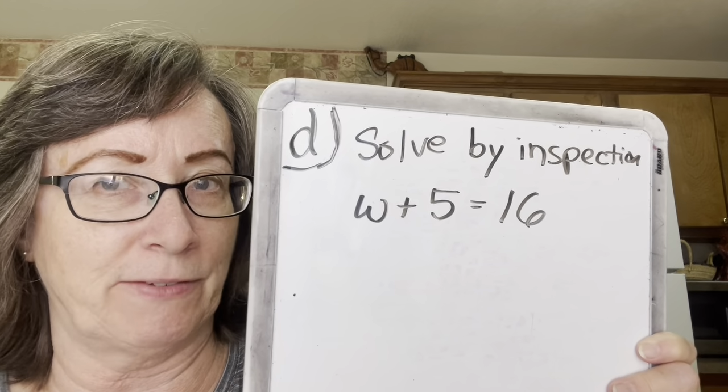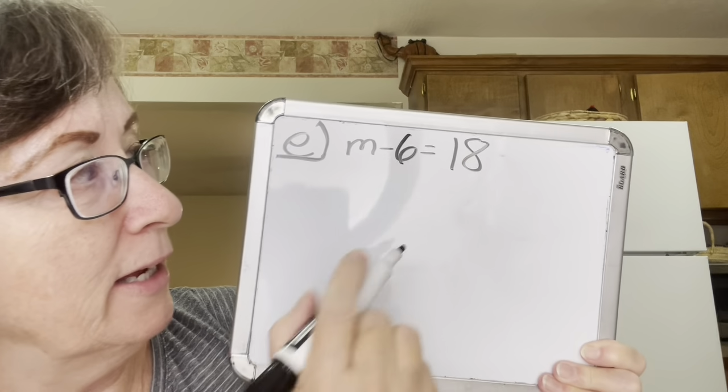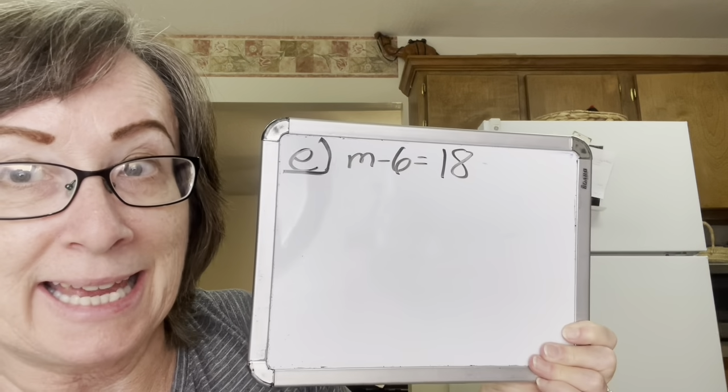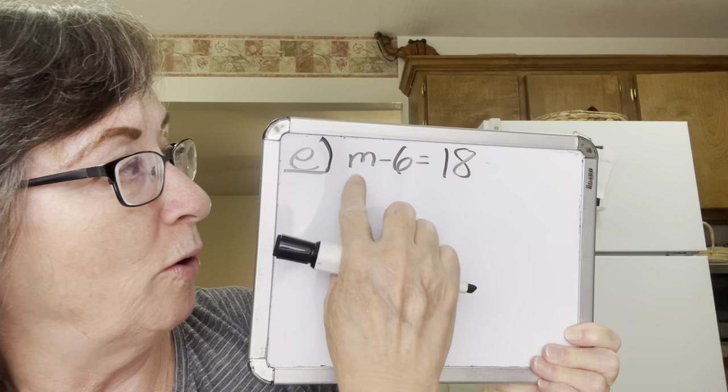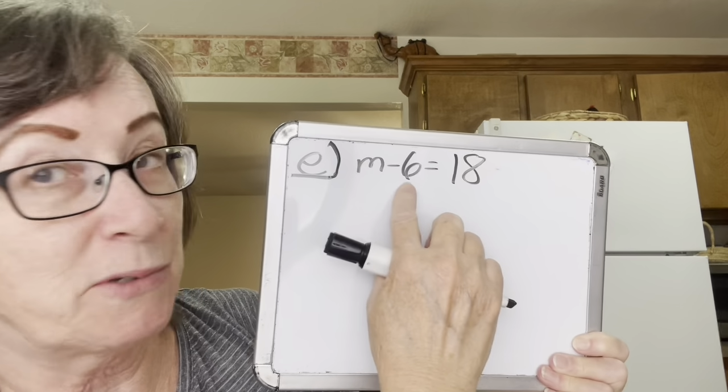Okay, so more solve by inspection. We're on letter E now. Okay, so we have M minus 6 is 18. So subtraction and addition undo each other. So we could say M minus 6 is 18, so 18 plus 6 is M. Well, 18 plus 6 is 24, isn't it?